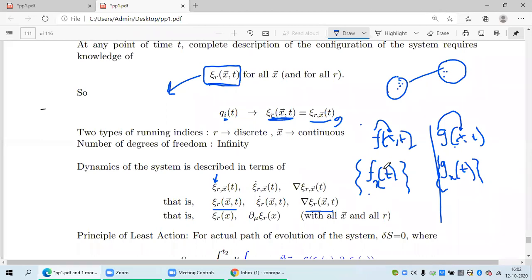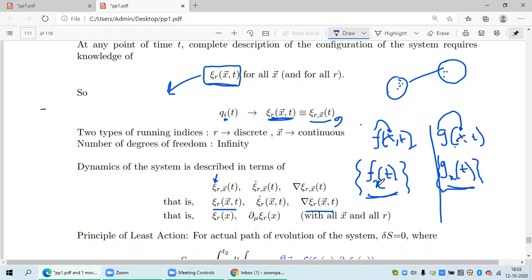So therefore, the dynamics of the system means how this function changes with time. How this set of functions changes with time, and here also how this set of functions changes with time. There is time dependence here, but time dependence alone only tells you how it changes with time, while the x dependence in the function is also what decides how this changes.